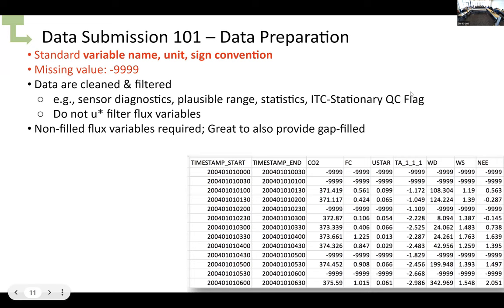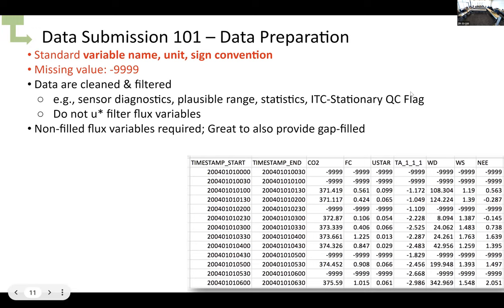So that means clean your data as much as possible. I mentioned a couple of things you can consider here. It could be a sensor diagnostic signal, a possible range of your variable, or some statistical test you're running on your data, or sometimes using a QC flag, like a gas analyzer flag or something like that could be useful. One thing not to do is don't u-star filter your flux variable. We are going to do that in a further processing step. You can provide both gap-filled and non-gap-filled variables in a single file, with different variable names.